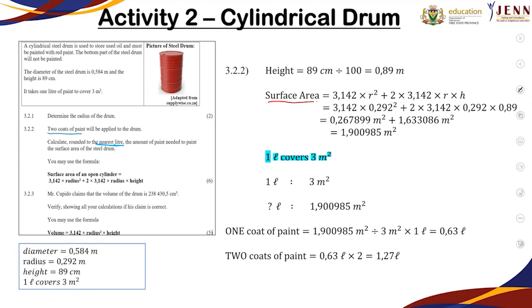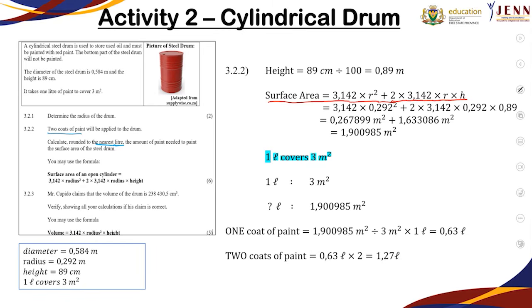Surface area is 3.142 multiplied by radius squared, I call it r squared, plus 2 multiplied by 3.142 multiplied by radius multiplied by height. So that is the first thing you are going to do. Find the surface area, the area that I need to paint on this drum. That's what they mean. Now I said to you, before you substitute into the formula, you have to look at whether your units are the same.